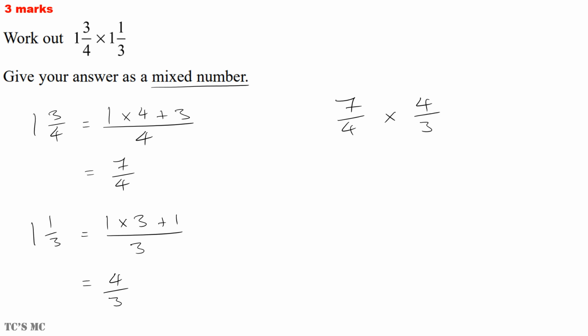To multiply, you could just do 7 multiplied by 4 for the numerator and 4 multiplied by 3 for the denominator. I like to cancel down. 4 and 4 have a highest common factor of 4. Divide them by 4, we get 1 and 1. So now we end up with 7 multiplied by 1, which is 7. 1 multiplied by 3, which is 3. That is our second mark. That is the same as saying 7 divided by 3, which is 2, remainder 1, and therefore 1/3. So our final answer is 2 and 1/3.